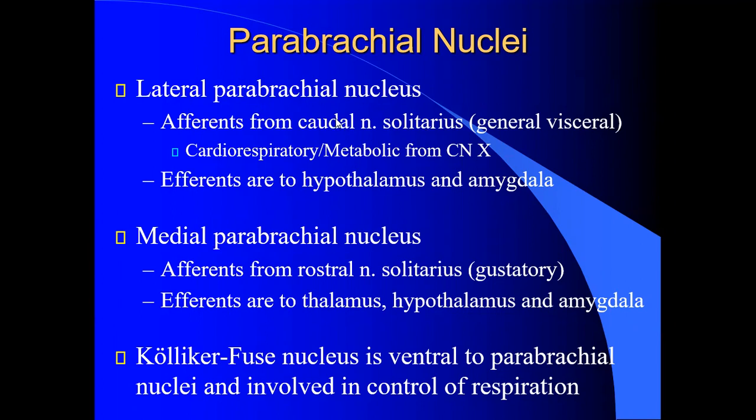What's in the caudal nucleus solitarius? Well, incoming visceral information, especially cardiorespiratory, blood pressure, heart rate, a lot of other visceral information, some metabolic information coming up through cranial nerve 10. So that's all going into the caudal division of nucleus solitarius, which projects to the lateral parabrachial nucleus. Very good. And where does that go? That goes up to the hypothalamus and the amygdala.